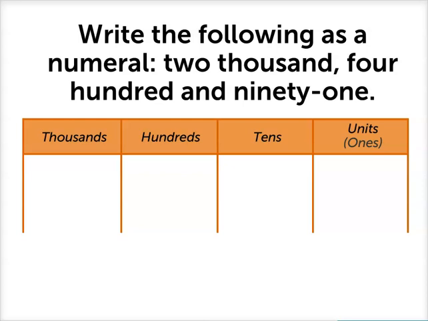Write the following as a numeral: 2,491. Well, let's start by looking at what we know. How would we write 491 in the place value table? We'd start by putting a 4 in the hundreds column. Then to make the 90, we'd put in 9 tens, and then we'd have 1 unit. All we need to add now is 2,000. So that means there is a 2 in the thousands column.